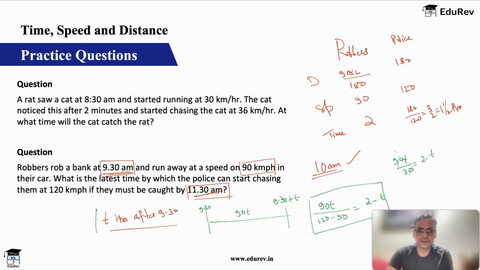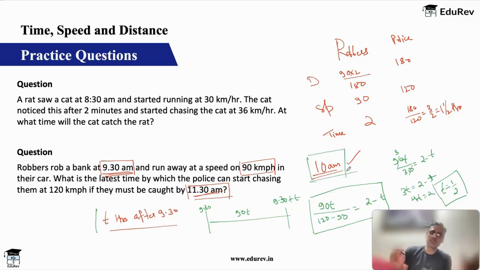This is 3t, so 3t is equal to 2 minus t, or 4t is equal to 2, or t is equal to half. So half an hour. So the police should start chasing them after half an hour. Hence 9:30 plus half an hour, that means 10 a.m. So I showed you both the approaches to solve this question, with relative speed and without relative speed.